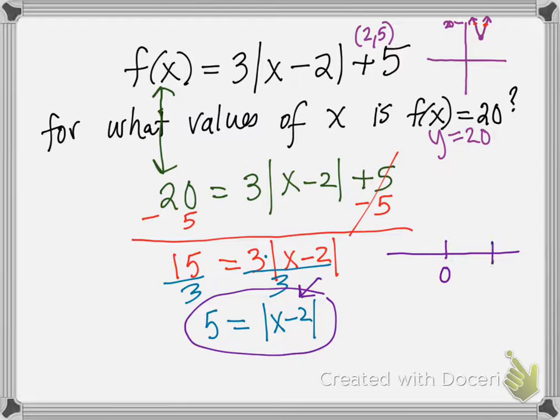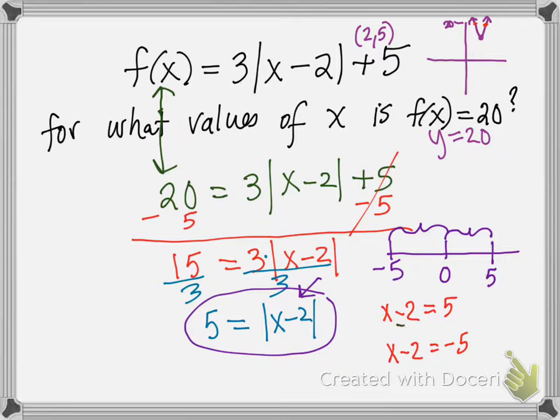So there's 2 spots where you could have a 5 as your absolute value. 5 is 5 units from 0, and so is negative 5. Both of these are 5 units from 0. Therefore, x minus 2 could either have an answer of 5, or x minus 2 can have an answer of negative 5, because both of those have an absolute value of 5. They're both 5 units away from 0.